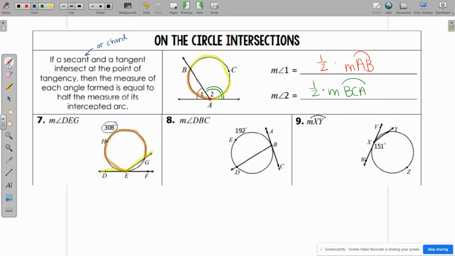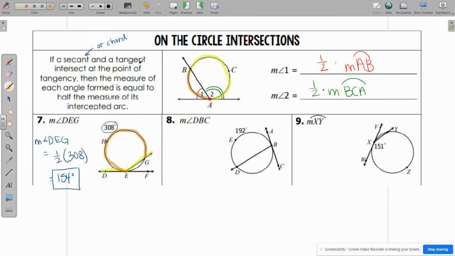So that means that if I'm looking for the measure of angle DEG, that should equal half the measure of this intercepted arc, which is half of 308 degrees. So half of 308 is equal to 154 degrees. So the measure of our angle DEG is 154 degrees.